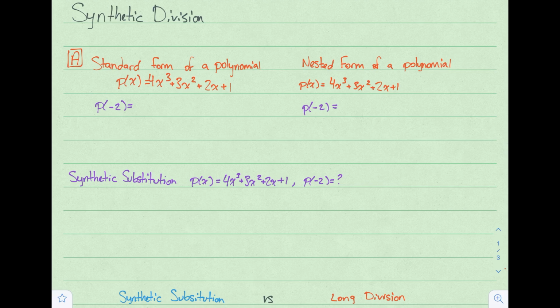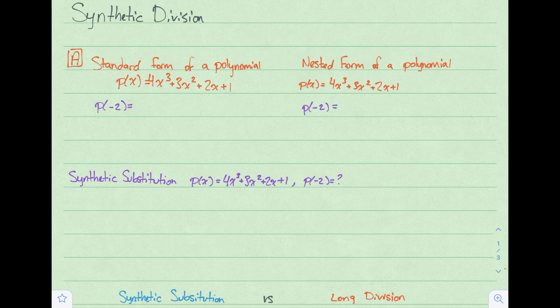Hi and hello. In this next lesson, we're going to talk about synthetic division. Synthetic division will end up being a shortcut of a way we can divide polynomials. We'll talk about the specific rules when we're allowed to use synthetic division and how to do synthetic division in just a moment. First, I'd like to talk about synthetic substitution and how we can evaluate polynomials.